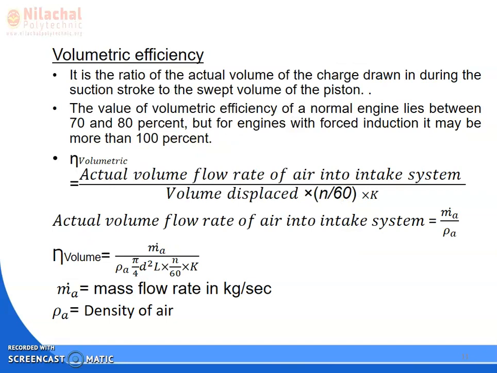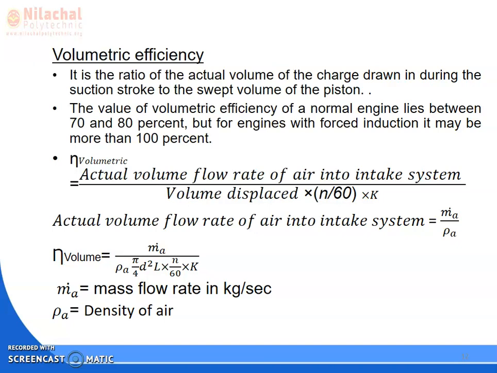Then we will go for volumetric efficiency. What is volumetric efficiency? It is the actual volume of charge inducted into the cylinder during the suction stroke divided by the swept volume. Swept volume is the volume when the piston travels from TDC to BDC; that volume is known as the swept volume.